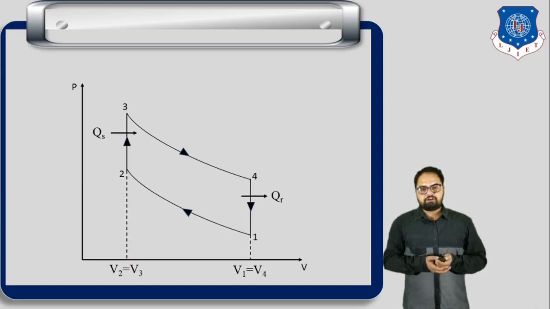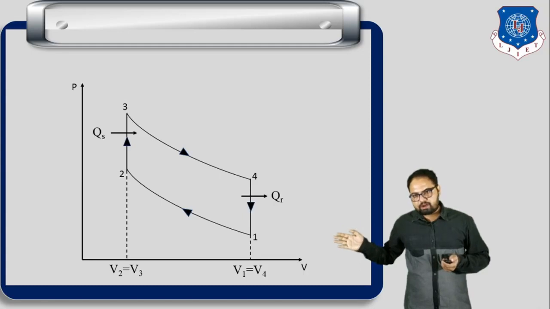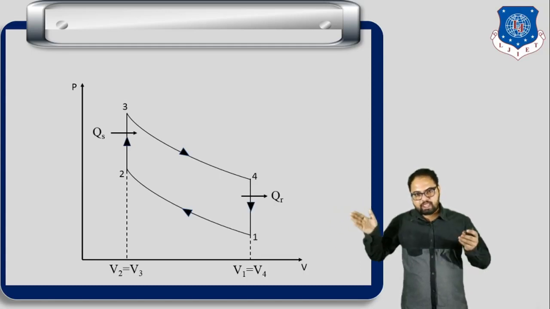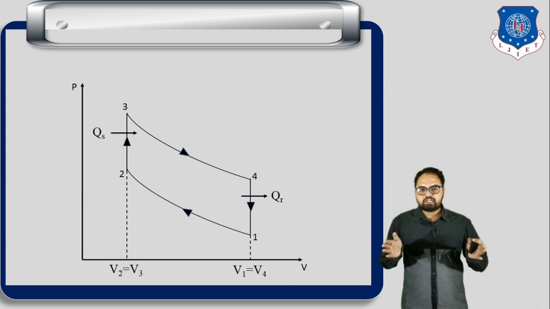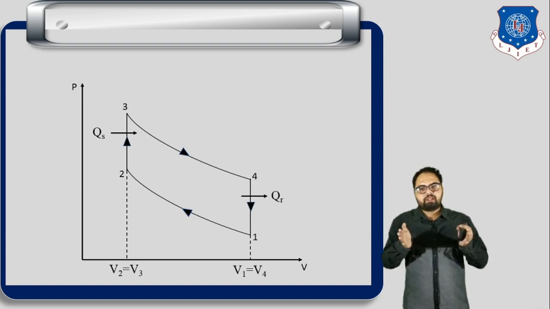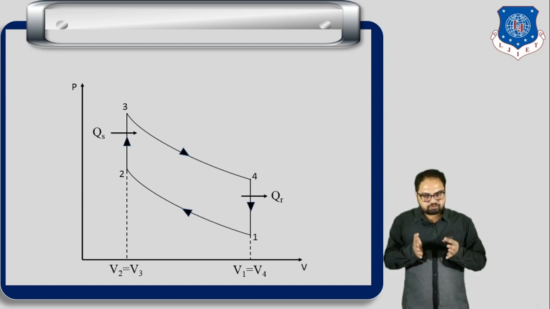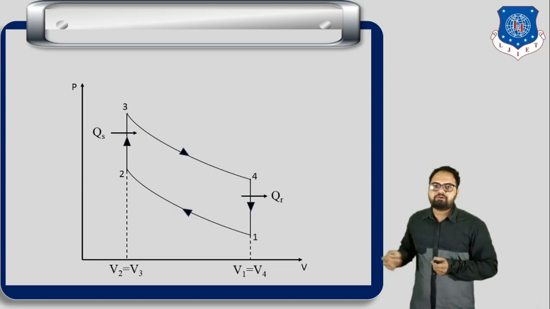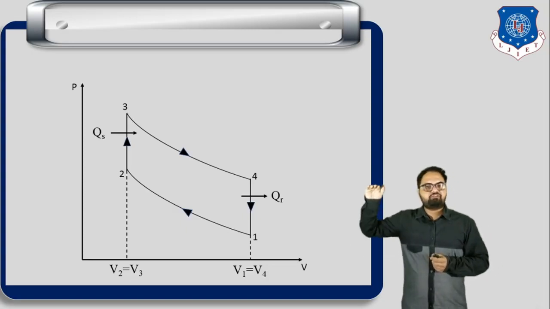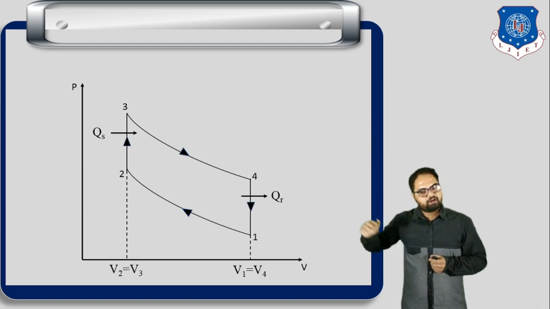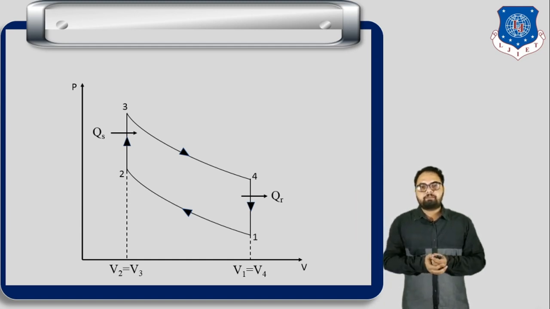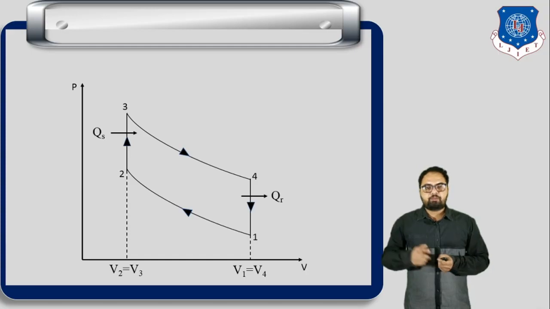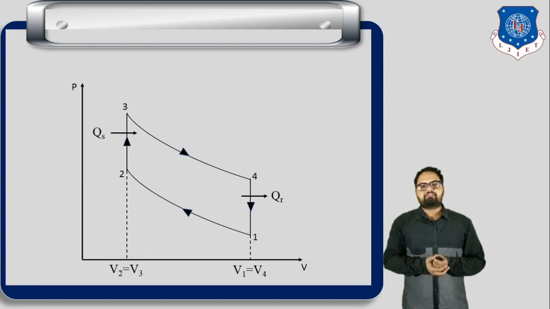Let's look at this graph. During process 1 to 2, the air inside the engine cylinder is compressed. We know that when compression takes place, there is a decrease in volume and an increase in pressure. You can see in this PV diagram that the pressure is gradually increasing and the volume is decreasing, and during this process compression takes place adiabatically. So process 1 to 2 is known as the adiabatic compression process.